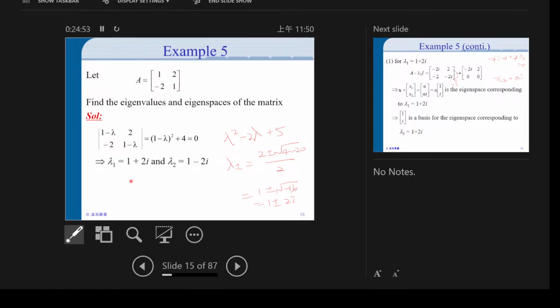Here is an example where we have complex eigenvalues. We have a real matrix, but we can still have a complex eigenvalue because a real polynomial can still have complex roots. So we write down the characteristic polynomial. We see that it is (1 minus lambda) squared plus 4 equal to 0, and the roots are 1 plus 2i and 1 minus 2i. So here we have complex values.